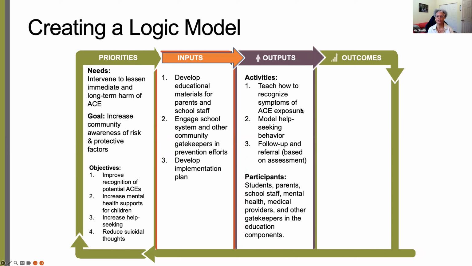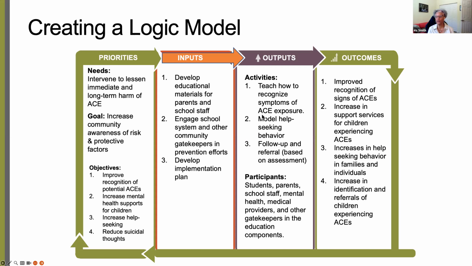So for your output, you want to know how many educational presentations did you do? That's one thing that you'll look at to be sure that you're actually carrying this out the way that you thought you would. And of course, you'll have a lot more detail here in terms of how you're going to do that. And number three, you might look at the number of providers that you've interfaced with who are interested in developing additional resources for children who are affected. And you want to be sure that you're reaching your intended audience, which would be the groups down here.